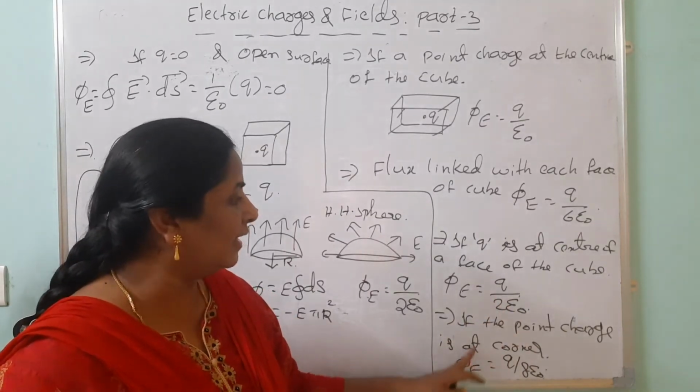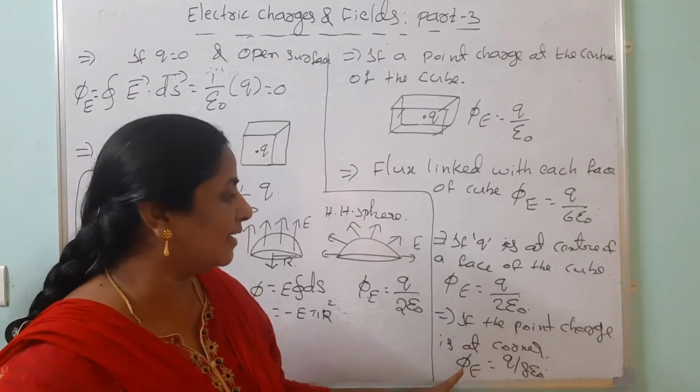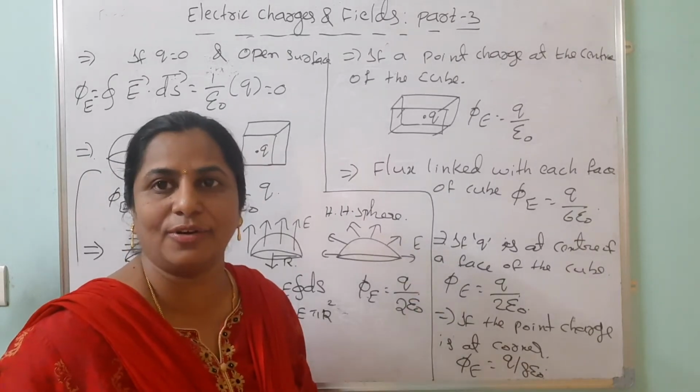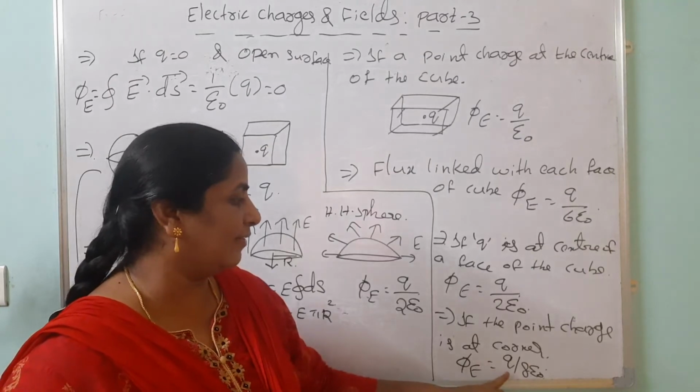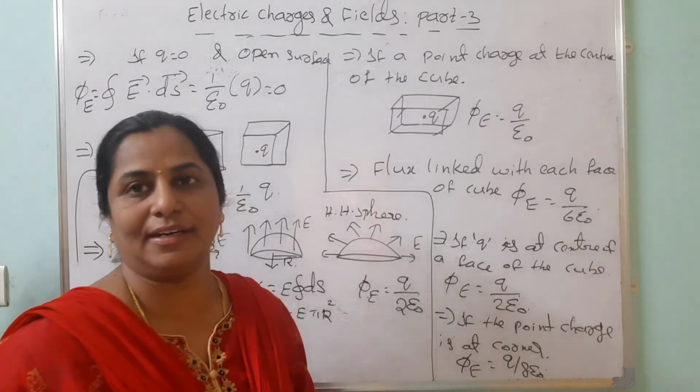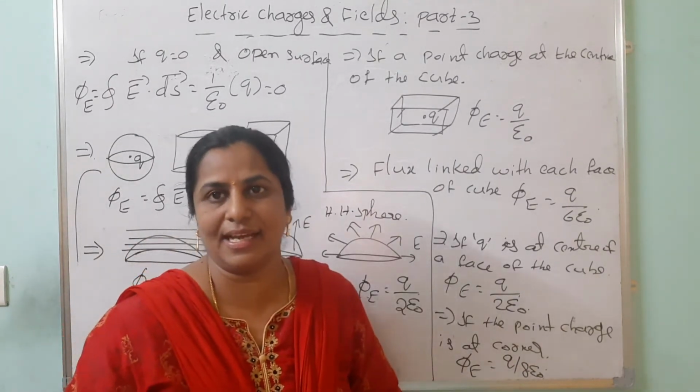Then come to the third one, if the point charge is at the corner, how many corners are there? 8 corners. We want to find out only one corner, means we can go through phi equals to q by 8 epsilon naught. So this is about the Gauss's law electric flux.